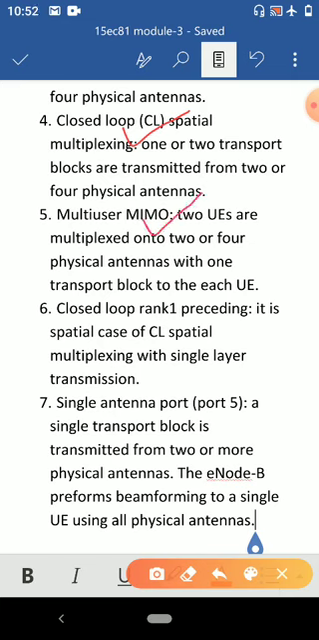Next, multi-user, multiple input, multiple output. Two user equipments are multiplexed onto 2 or 4 physical antennas with one transport block to each user equipment. The rank 1 PMI, that is precoding matrix indicator feedback from each user equipment is used to create the overall precoding matrix.